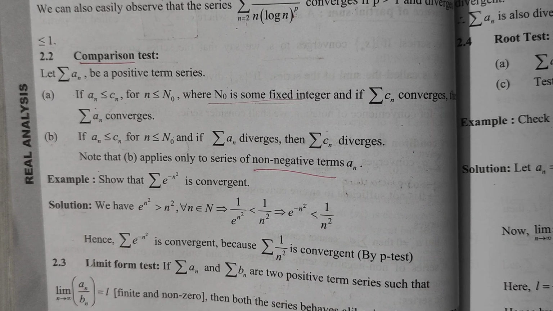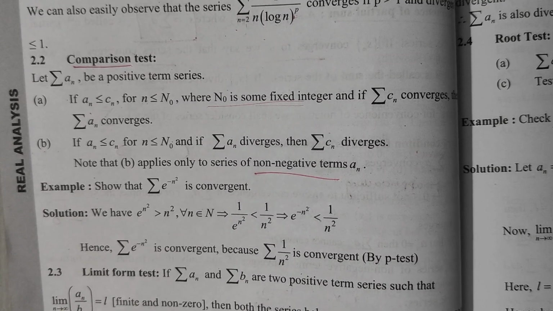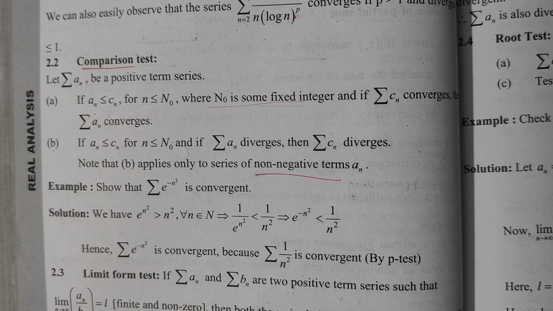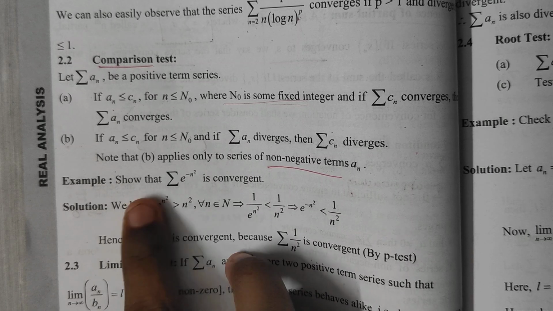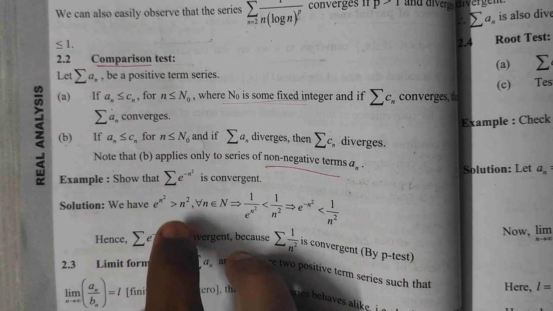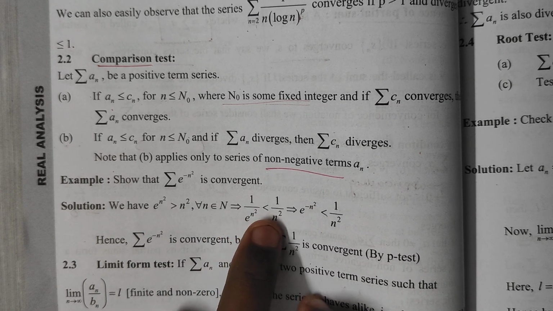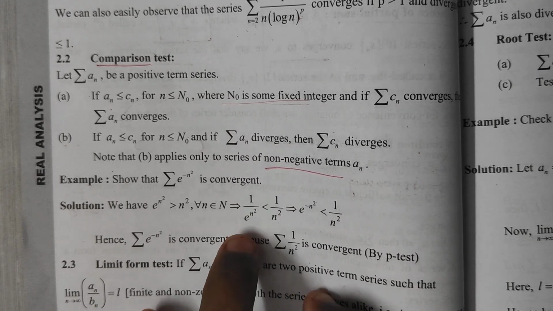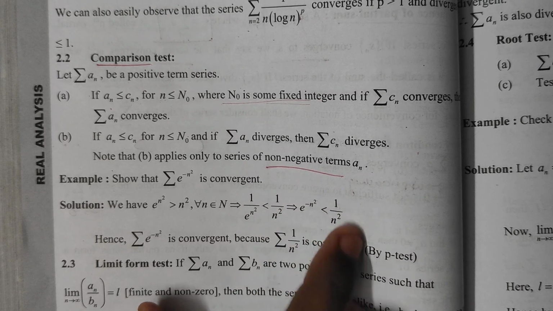Okay, let's see. Summation of e power minus n square is convergent. We all know e power n square is greater than n square, because exponential is a rapidly increasing function. When you put it in the denominator, you have to change the sign from greater than to less than. So 1 by e power n square is less than 1 by n square. Bringing it to the numerator, e power minus n square is less than 1 by n square.